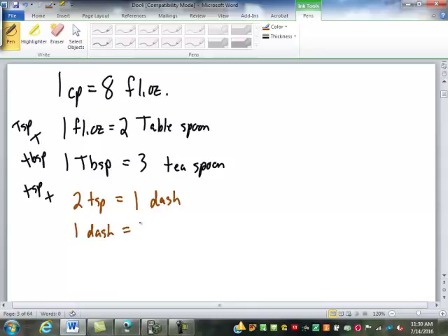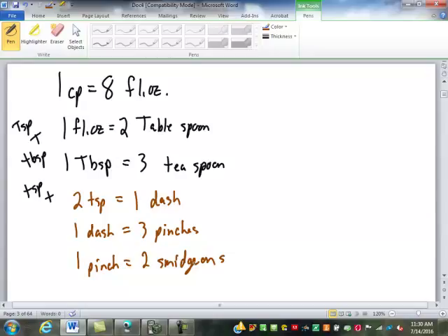1 dash contains 3 pinches. And 1 pinch, I can never remember how to spell this one right, contains 2 smidgens. I think this is right. A dash, kind of like a salt shaker, you dash the salt shaker. Well, they had larger spice shakers back then. So just 1 quick flip and shake of the spice shaker was a dash.